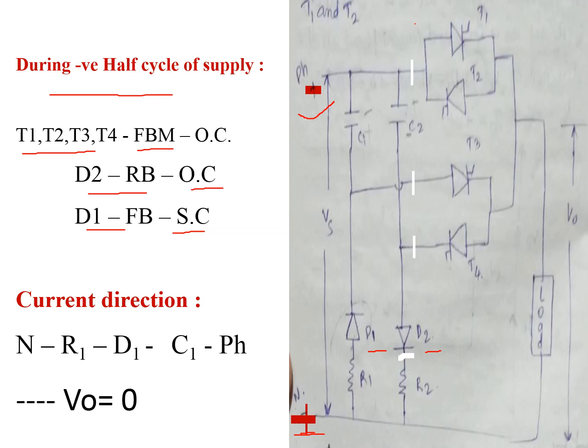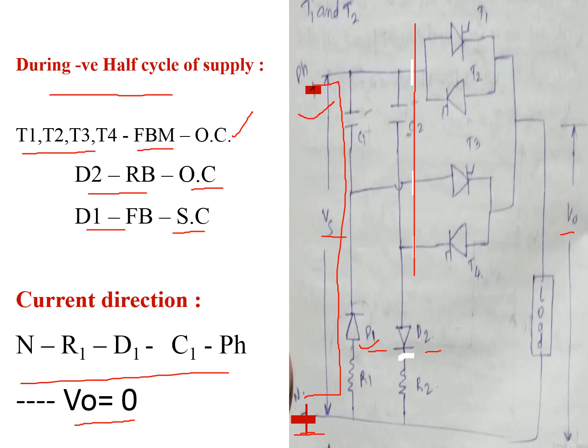Before applying the gating pulses, all the thyristors act as an open circuit, meaning there is no path for current from source to load. So the voltage across the load is 0, and due to the conduction of diode D1, there is a path for current from neutral to phase in the direction N, R1, D1, C1 and phase. The total supply voltage appears across the capacitor. In this case, the capacitor starts charging with the lower plate as positive and the upper plate as negative.